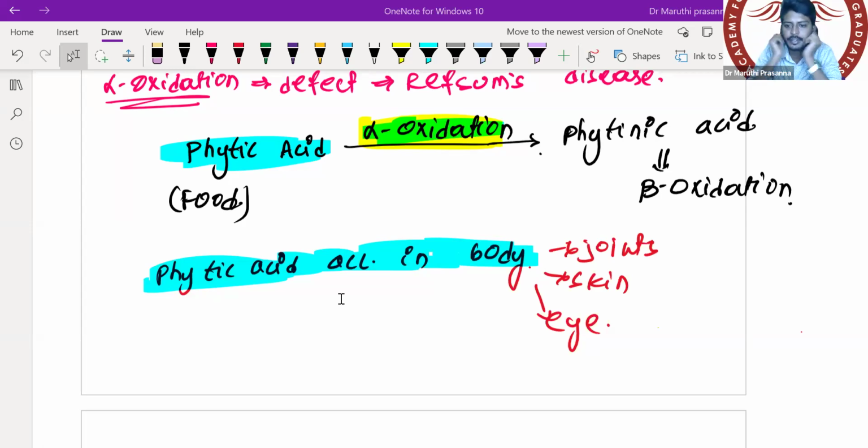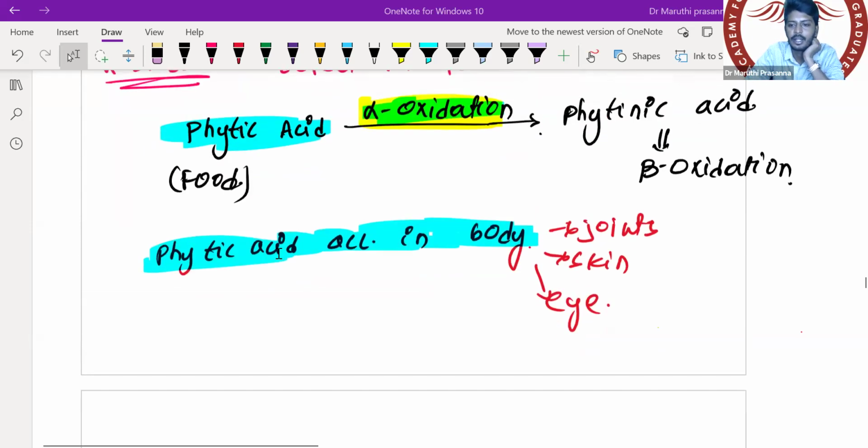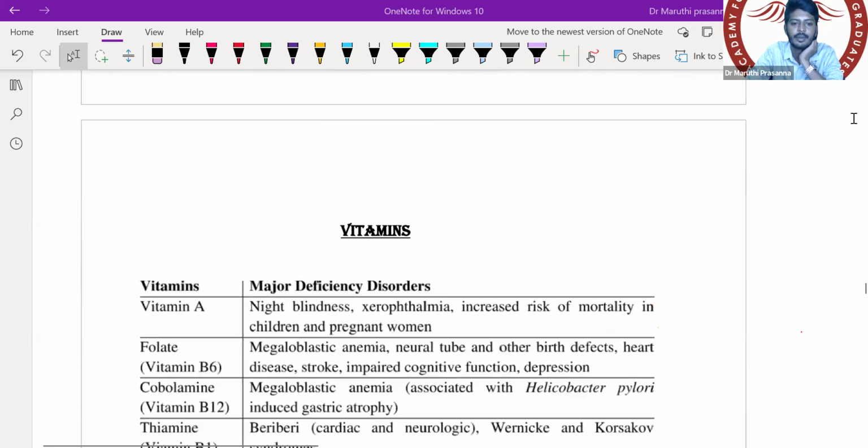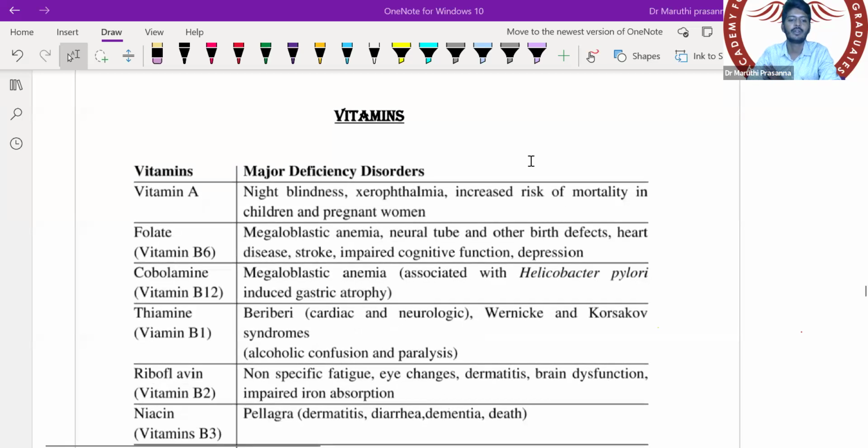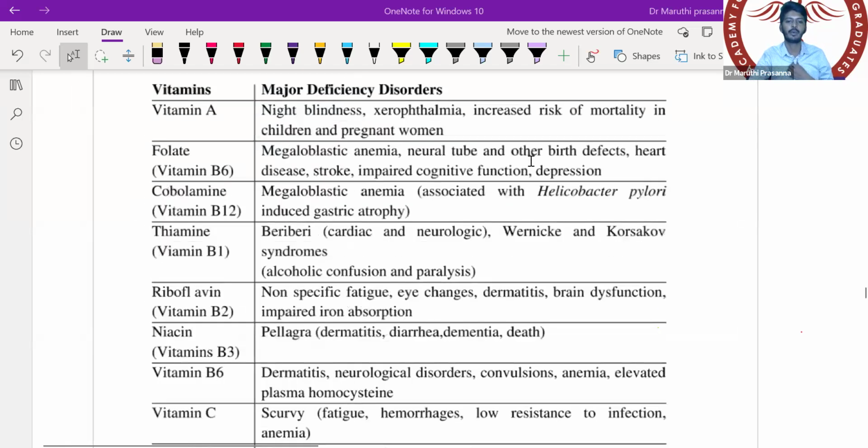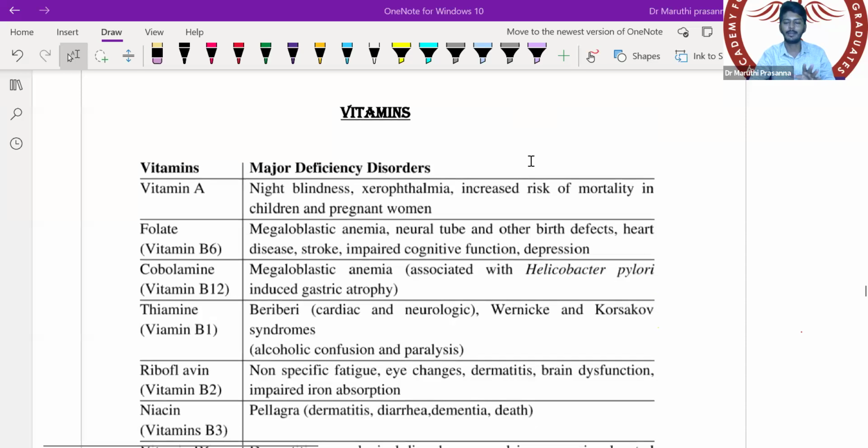Okay. Let's continue to the next aspect. What is the next aspect? So the first thing we discussed was done. Let's continue to the next concept. That next concept is vitamins. For your understanding, I have put the vitamins there.